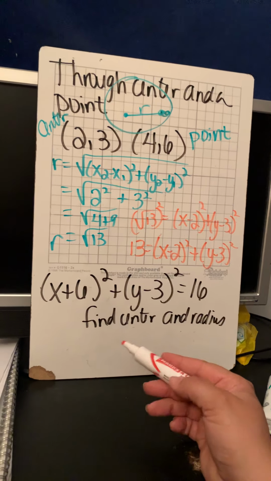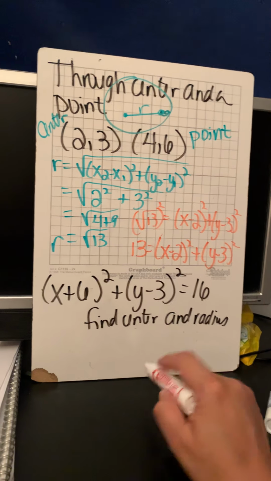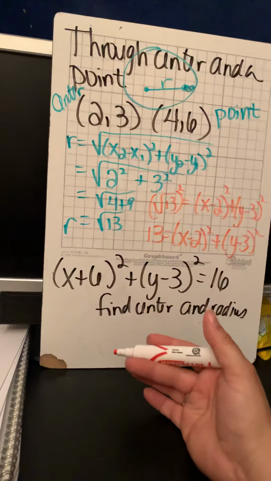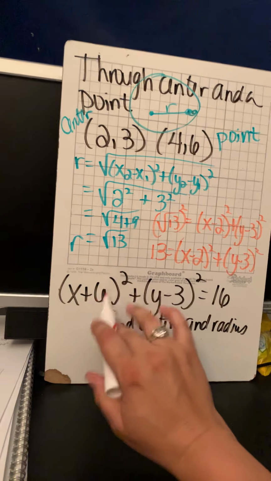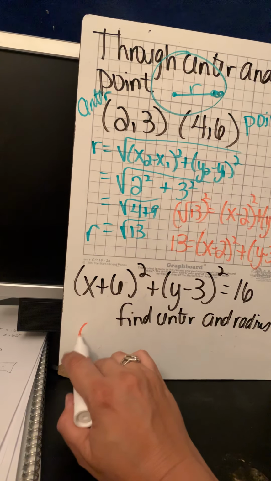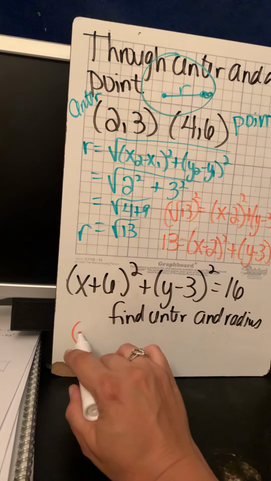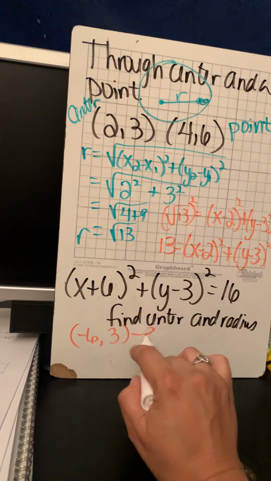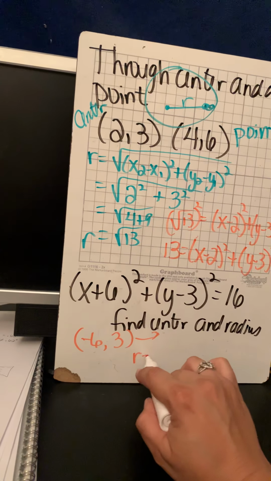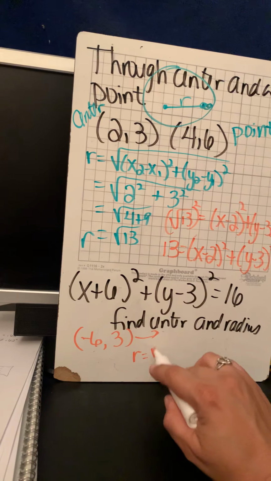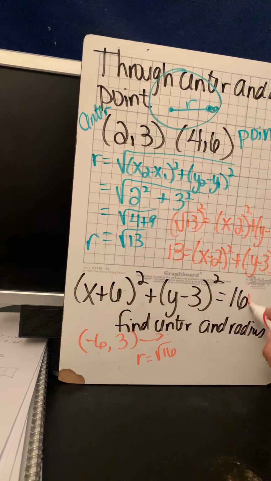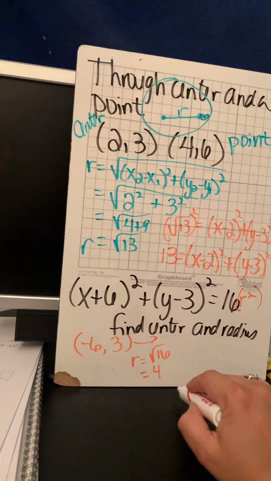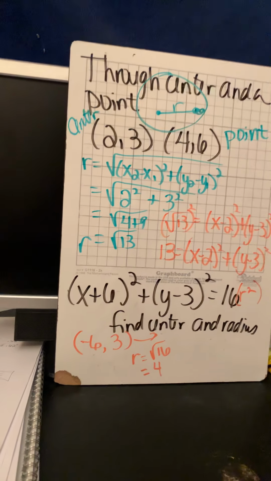One last thing, they're going to ask you to find the center and radius. So whenever you pull things out of parentheses, remember back to algebra, for some of you algebra 2, whenever you pull something out of parentheses, you flip the sign. So in this case here, my center is going to be, flip the sign on that, negative 6. Flip the sign on that, positive 3. So there's my center. What's my radius? It's going to be the square root of 16, because remember, this is r squared. Okay, I'll do a side note there. What's the square root of 16? 4. Done. I just found my center and my radius.